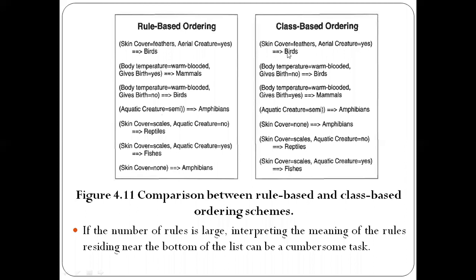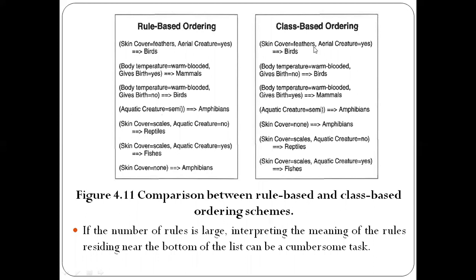And the disadvantage again is that, if we consider the class based ordering scheme, the high quality rules may sometimes be overlooked here, because we are using class information, and all the classes appear together. Sometimes the high quality rules can be overlooked because of the low quality or inferior rules here.